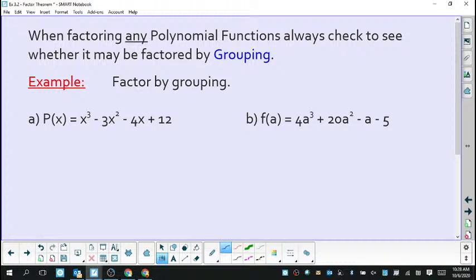Belle, were you able to live stream the lessons yesterday? Yeah. And were you able to understand remainder theorem? Yeah.